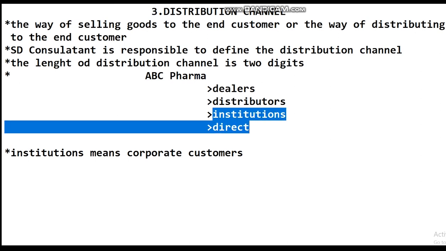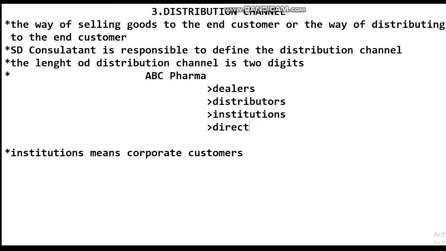They will provide their medicines, so pharma companies will directly sell to the institution. From institutions also we get the medicines. Sometimes they will open their own outlets directly. This is all about the distribution channel. Simply the way of selling goods to the end customer, or the way of distributing goods to the end customer. How you are selling your goods to the end customer is defined by the distribution channel. The SD consultant is responsible for defining the distribution channel. The length of the distribution channel is 2 digits, and here institution means corporate customer.